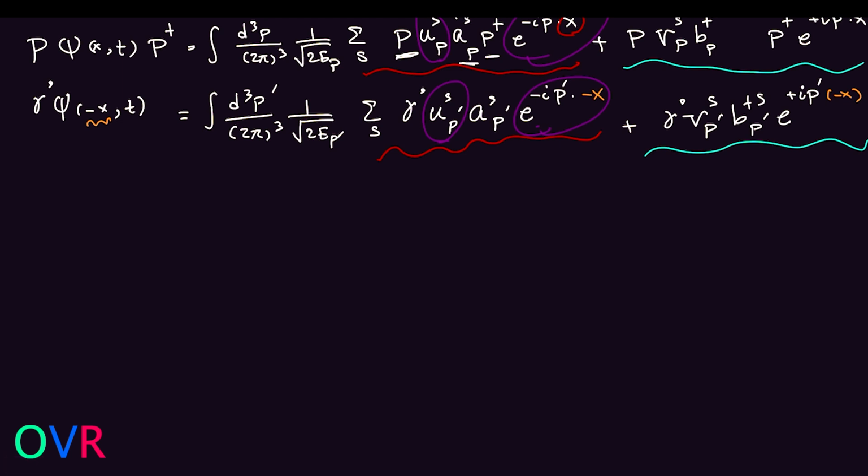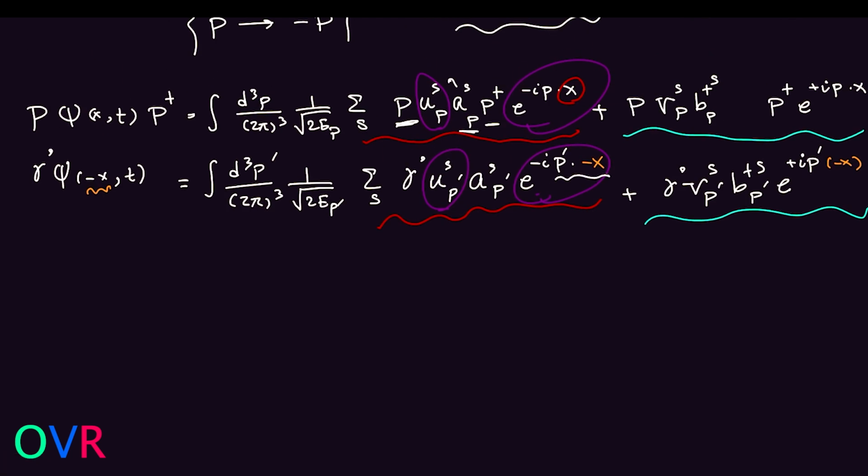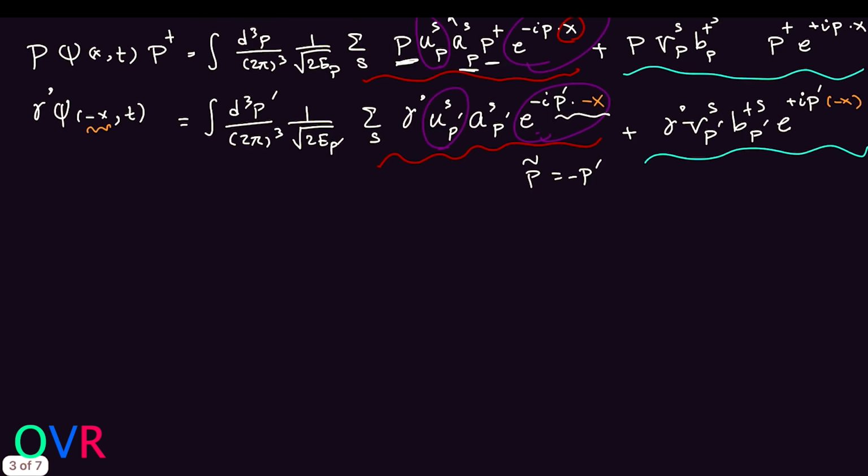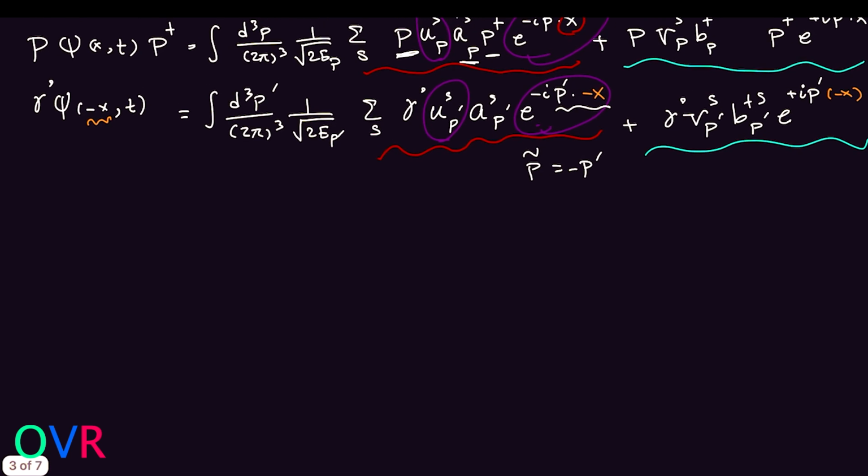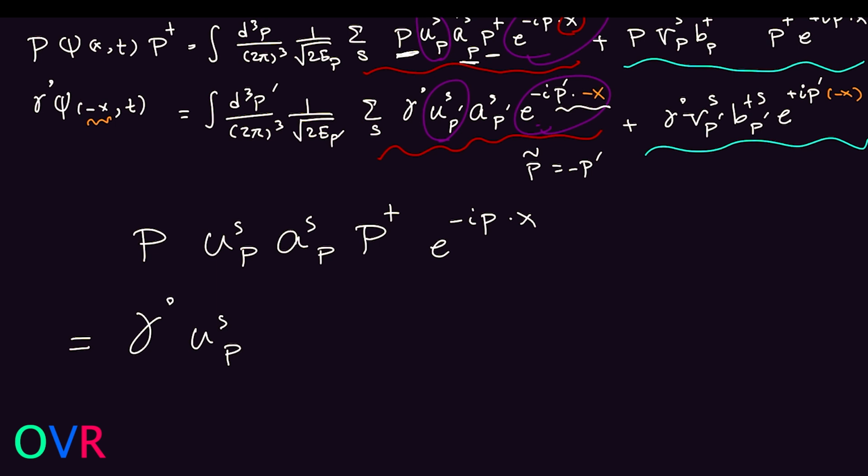So the only thing that I have to do is to again flip one of these coordinates, so these two exponential terms are equal. So instead of p prime, I'm going to use p tilde, and this p tilde is minus p prime. So I have to say p tilde is minus p prime. So now my terms are going to be like this. On top we have P u_s of p, a_s of p, P dagger, exponential of i p dot x. This is equal to gamma 0 u_s of p prime. So now let me rewrite it based on p tilde. So now u_s of p prime is going to be u_s of minus p tilde. This one is going to be a_s of minus p tilde, then exponential of i p dot x.